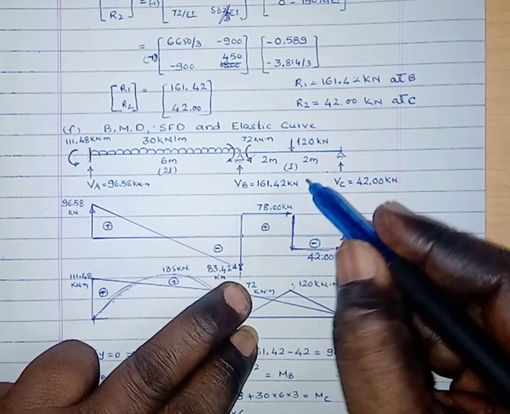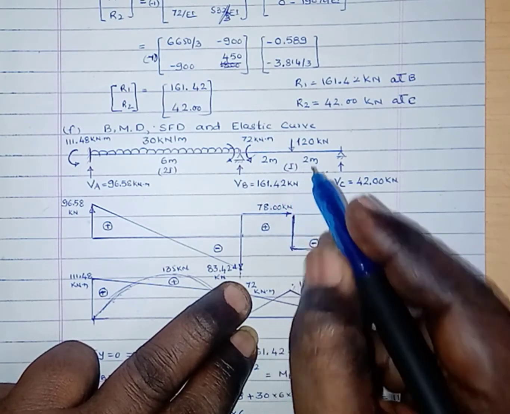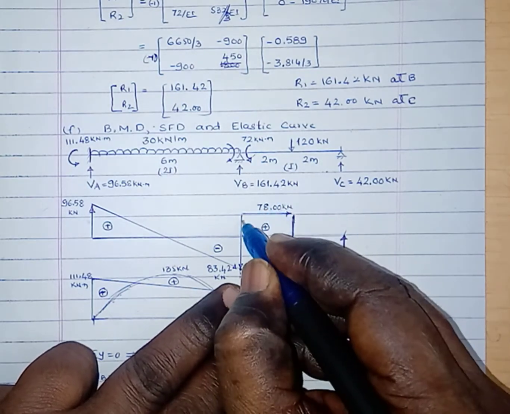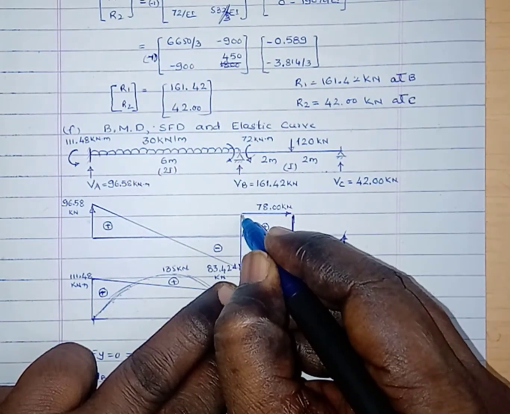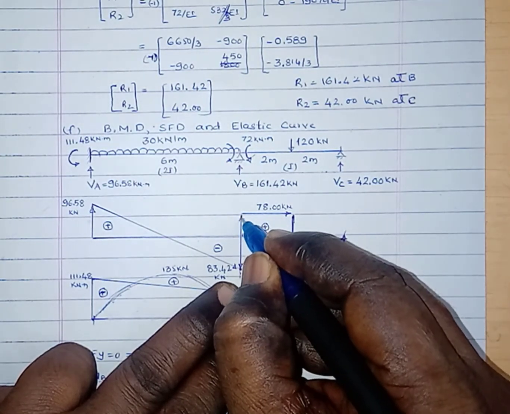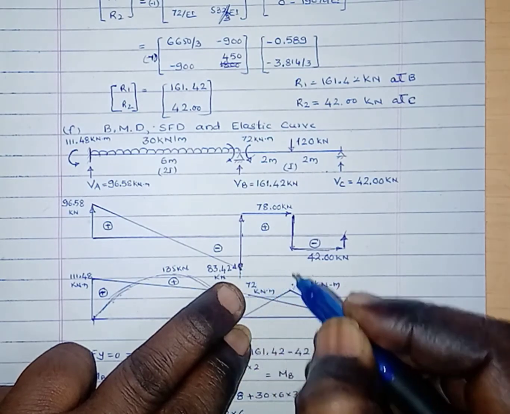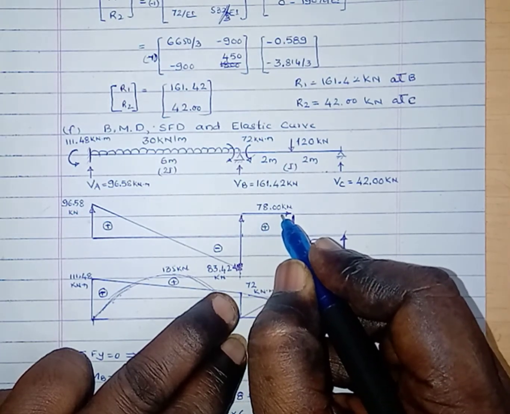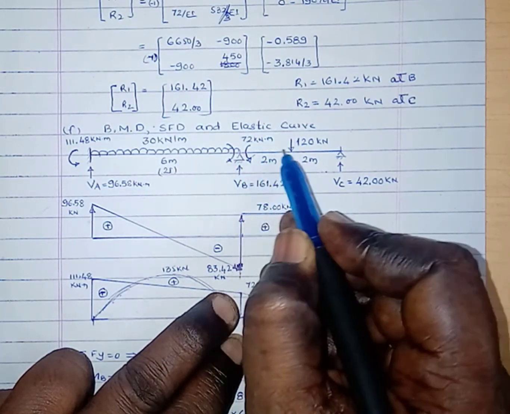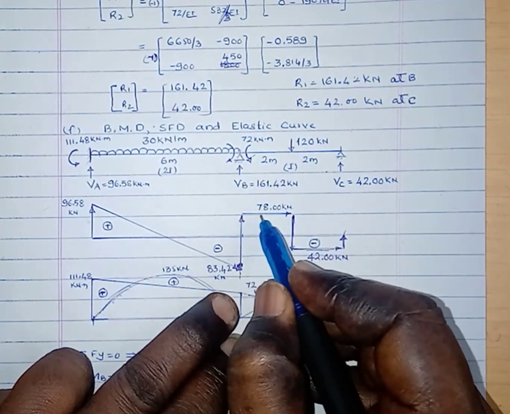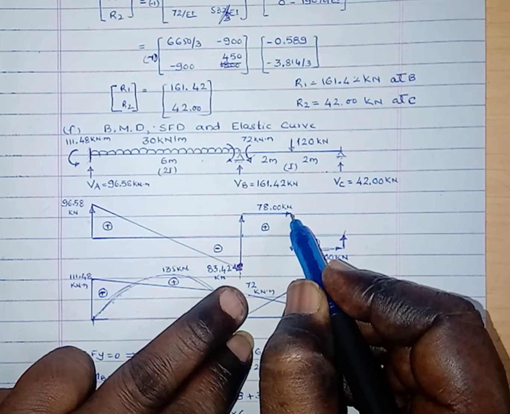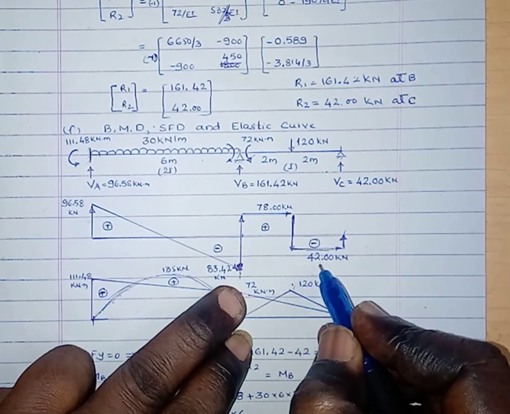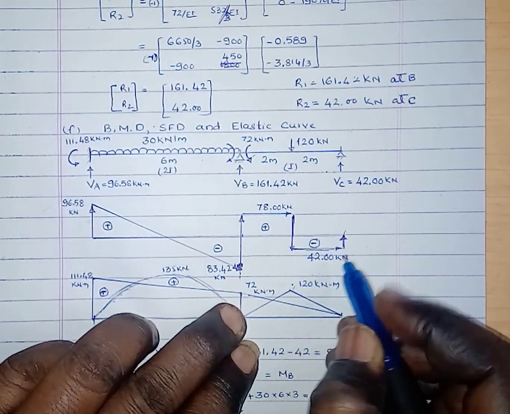Here there is a support reaction of Vb equals 161.42, minus 83.42 plus 161.42, here you will get the ordinate of the shear force as 78.00 kilonewton. In between this point and this point, no loads are acting, hence the shear force remains constant, that is plus 78 kilonewton. Then because of this point load, that is minus 120, 78 minus 120, here you will get 42 kilonewton, that is negative shear force.